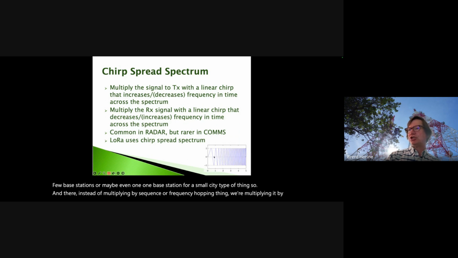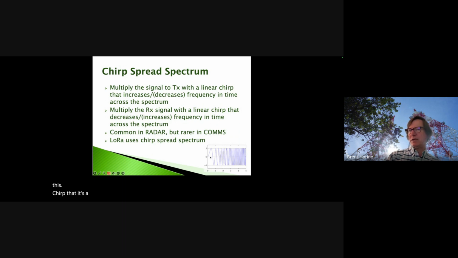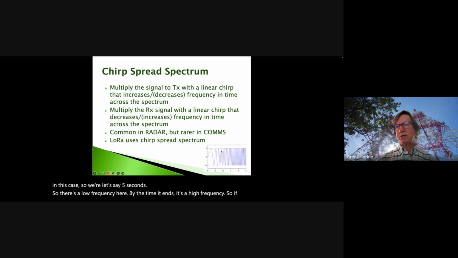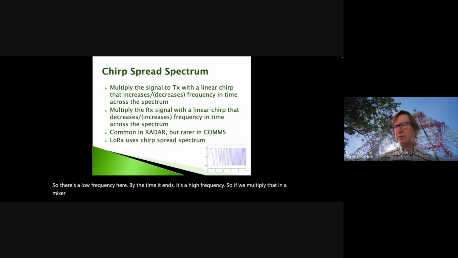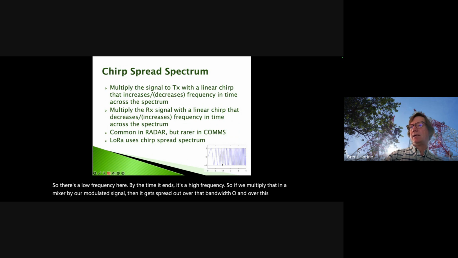this chirp that is a single frequency, like a cosine, but its frequency is swept from low frequency to high in this case, or let's say 5 seconds. So there's a low frequency here. By the time it ends, it's a high frequency. If we multiply that in a mixer by our modulated signal, then it gets spread out over that bandwidth and over this time. Then we would multiply by the inverse of that when we try to receive it.